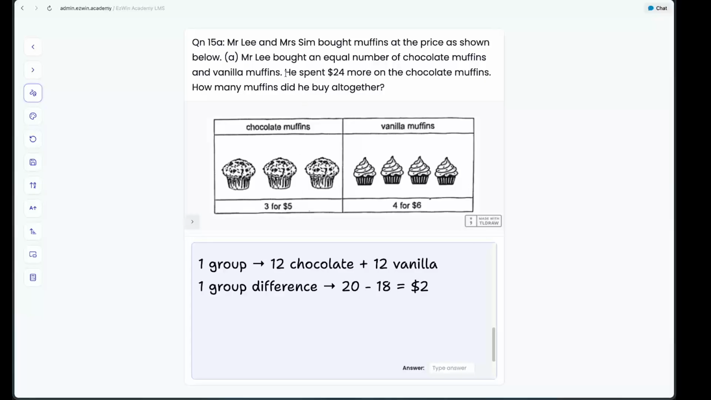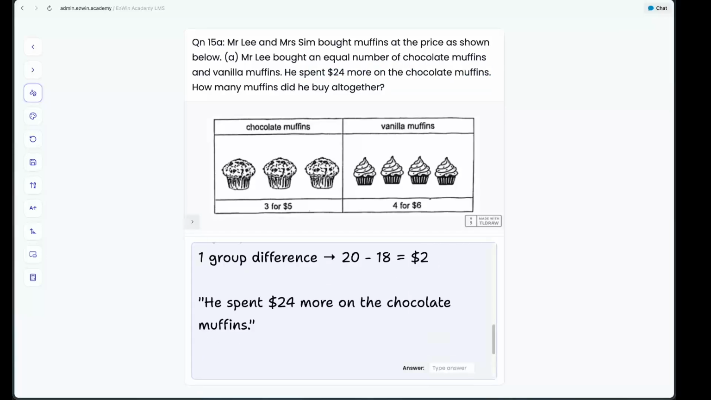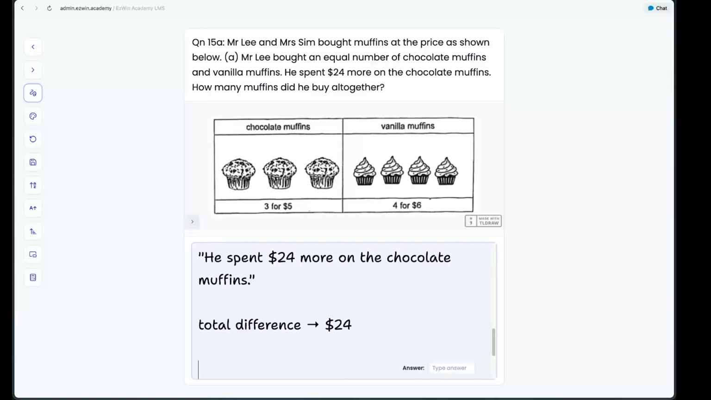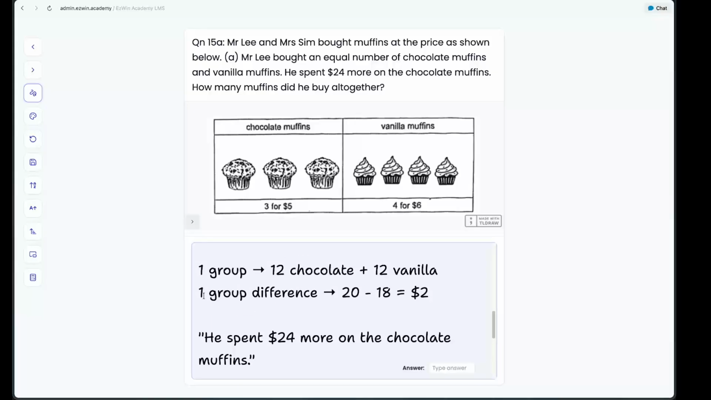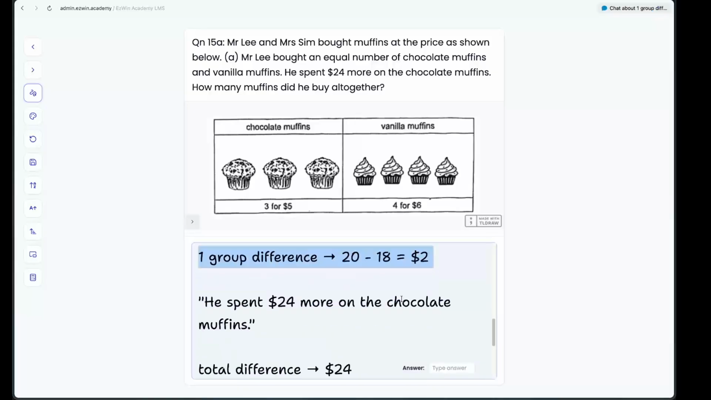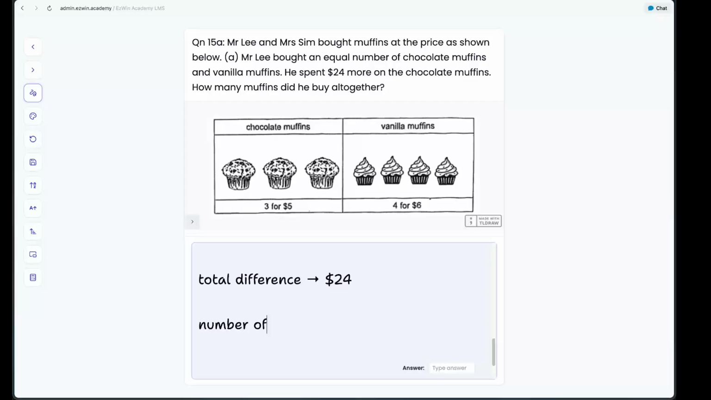Then from the question, he said that he spent $24 more on the chocolate. So that means total difference is equal to $24. Then we know the group difference for one, which is $2. So number of groups is basically having the total difference divided by one group difference, and this will give us 24 divided by 2, and this will give us 12.